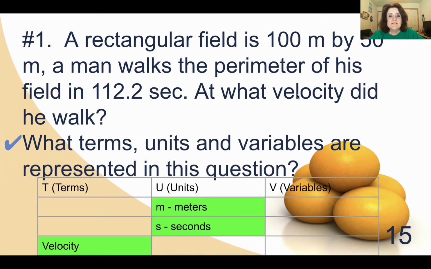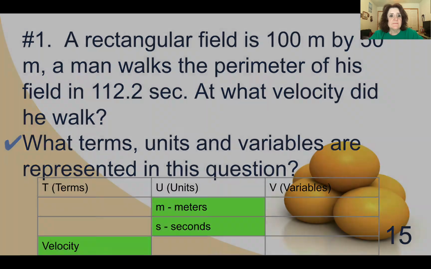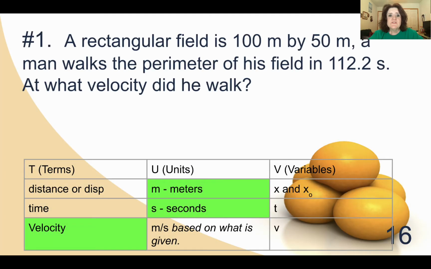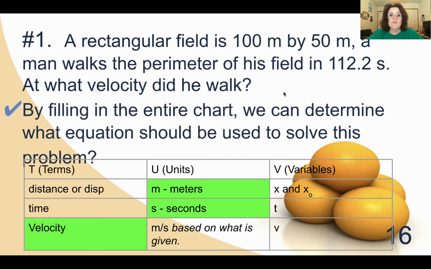Filling in the rest of the chart, right? So what terms, units, and variables were represented? Those are shown in green. Filling in the rest of the chart based on what you know, we know that meters is distance or displacement, and the variables are x and x naught. Time is in seconds, letter t, and velocity is in meters per second based on what's given, and that's the letter v.